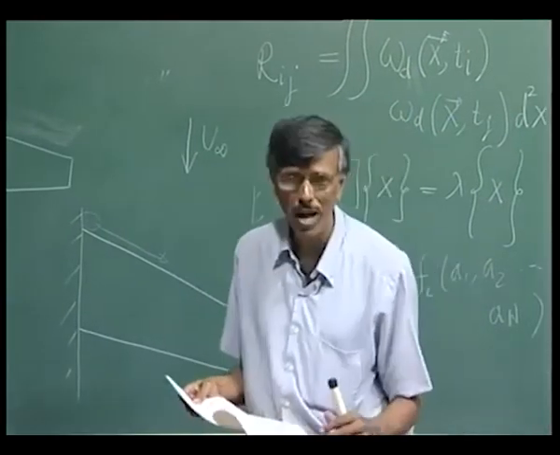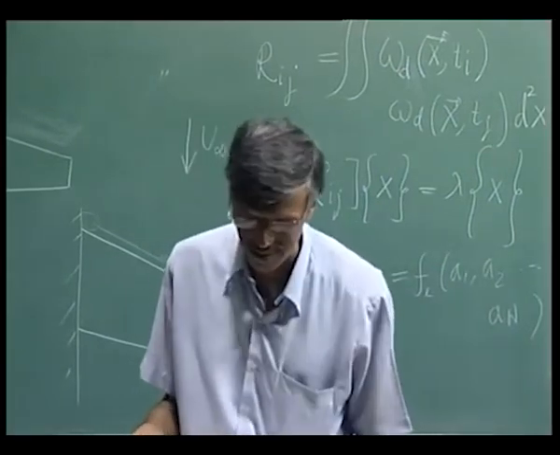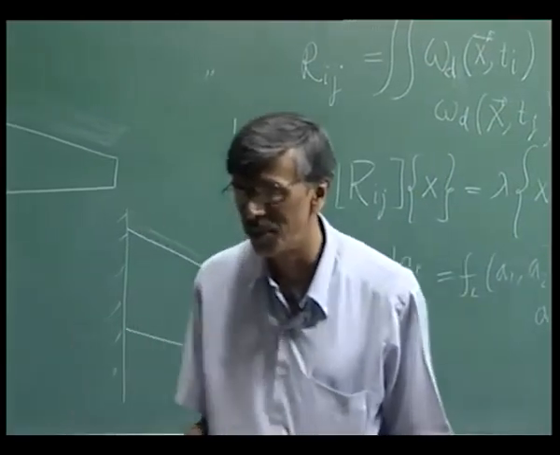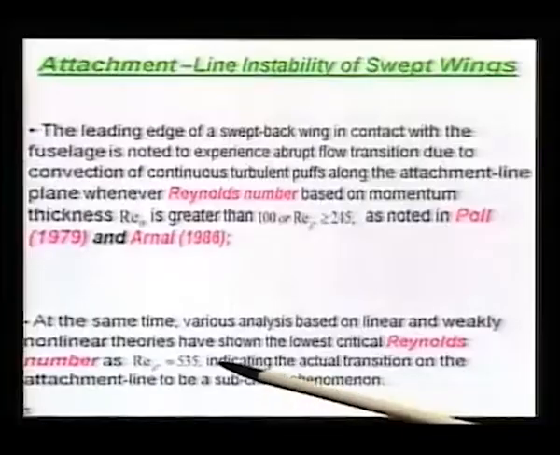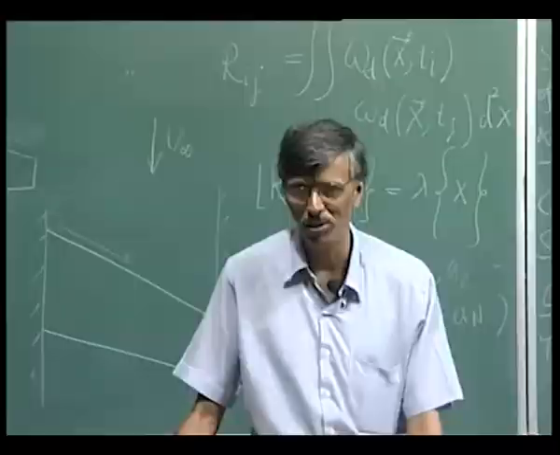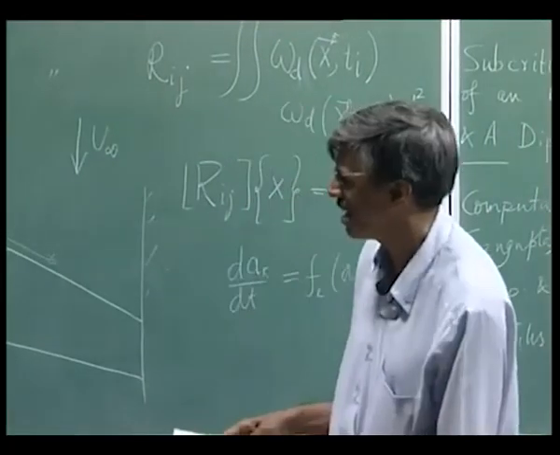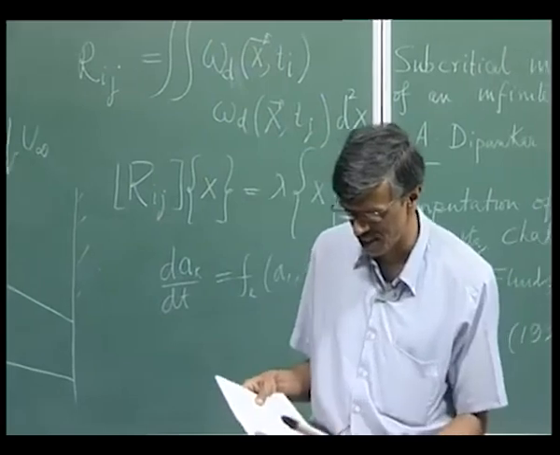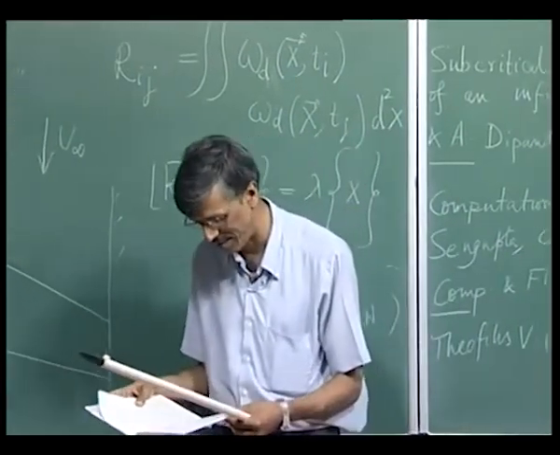So, we have a linear theory which tells us a critical Reynolds number of 583.1, and if we invoke a little bit of weak nonlinearity, we can bring it down to 535, but still it cannot explain the gap between 245 and 535. So, this was considered a very mysterious set of affairs.